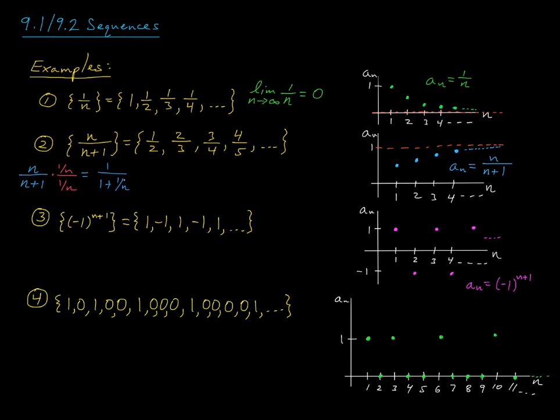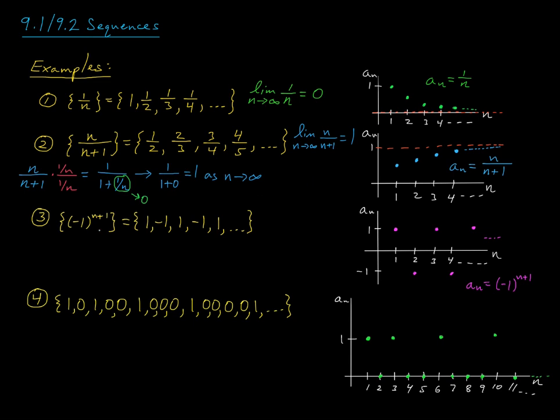Now as n gets infinitely large, this term, 1 over n, as we just noted up here, approaches 0. So that says that our sequence, n over n plus 1, will approach 1 over 1 plus 0, which is just equal to 1, of course, as n approaches infinity. So we can write this using limit notation as follows. The limit as n approaches infinity of n over n plus 1 is equal to 1.